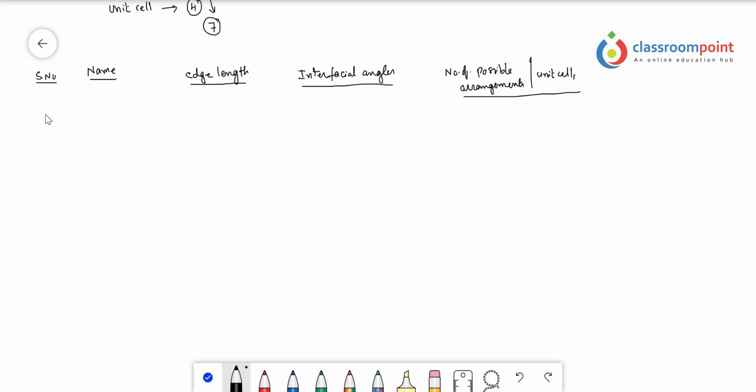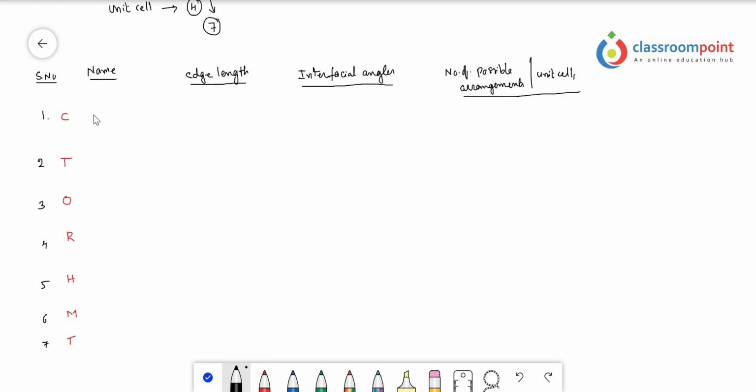So basically there are 7 basic crystal systems. First one is, I will give a shortcut name here, very simple to remember: C T O R H M T. So the name is CT or HMT. These are the 7 basic crystal systems: first, second, third, fourth, fifth, sixth, and seventh. Let's try to write down their names.